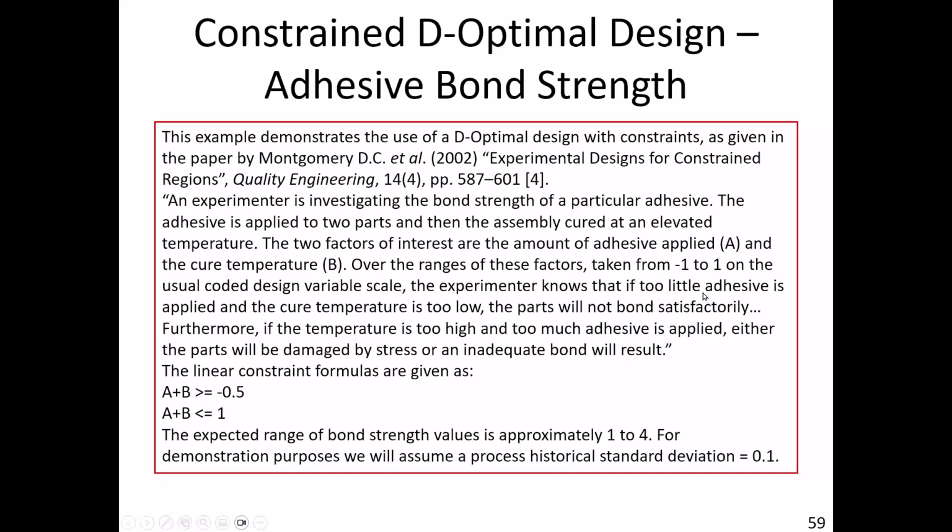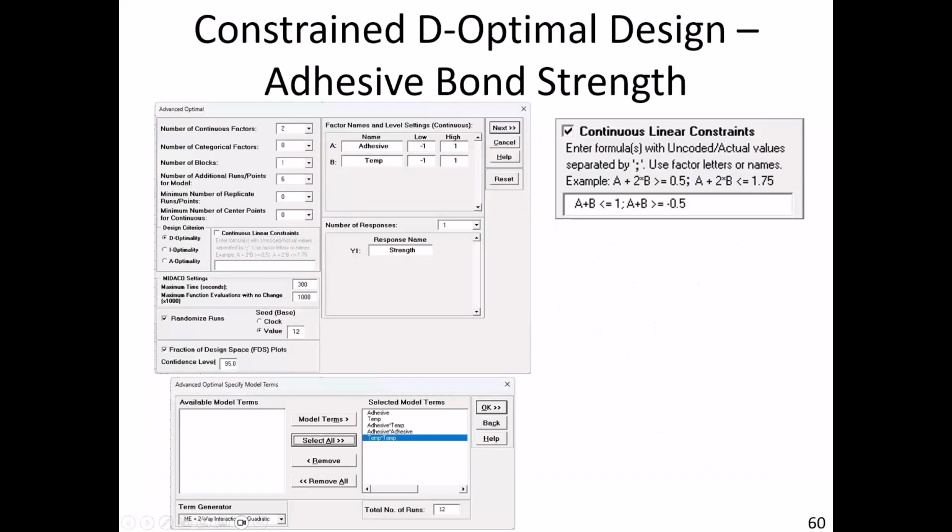The experimenter knows that if too little adhesive is applied and the cure temperature is too low, the parts will not bond satisfactorily. Furthermore, if the temperature is too high and too much adhesive is applied, either the parts will be damaged by stress or an inadequate bond will result. Because of this, we have 2 linear constraint formulas. A plus B must be greater than or equal to -0.5, and A plus B must be less than or equal to 1. The expected range of bond strength values is approximately 1 to 4, and for demonstration purposes, we will assume a process historical standard deviation of 0.1.